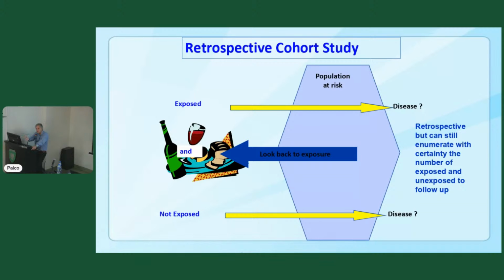You measure the exposure in the past, but you have certainty of that exposed and unexposed group, but you measure the disease as it occurs. You're still following people up. And both the exposed and unexposed and the outcomes could have occurred in the past. It could have occurred right in the past, but you have the data to replicate the prospective nature of their relationship. You follow that? I hope so. So retrospective can still enumerate with certainty the number of exposed and unexposed to be followed up. Okay? So you go through records and find out that people were there.